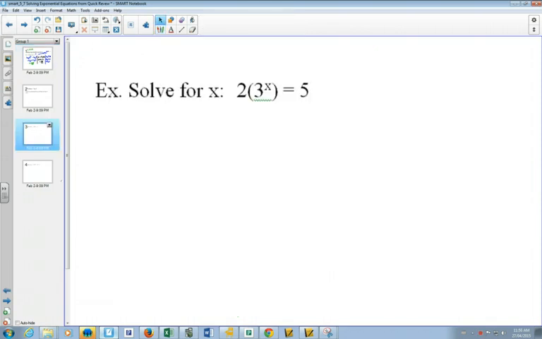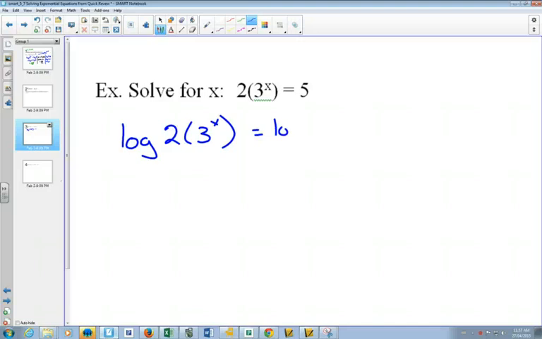So again, we see that we're solving for x. X is in the exponent, and I can't make everything a base 3. So I can't use the old techniques of trying to get everything to the same base. So when that's the case, we're going to take the log of both sides. This time I'll use the regular log instead of the natural log. So first step, taking the log of both sides.